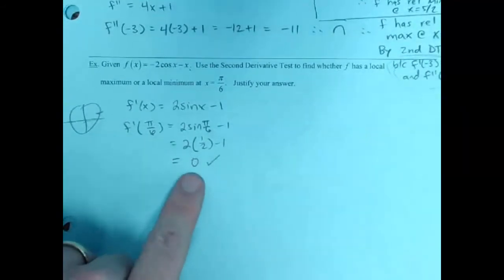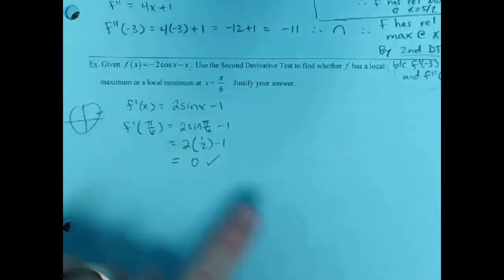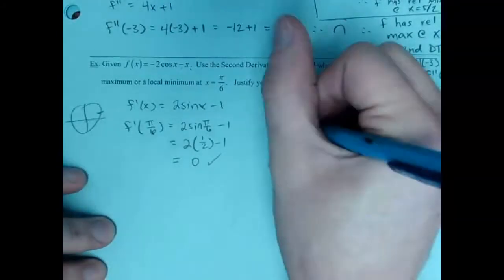If the first derivative is not 0, then your point is not a critical point, and it cannot possibly be a min or a max. First derivative must be 0. Okay, so now let's check.